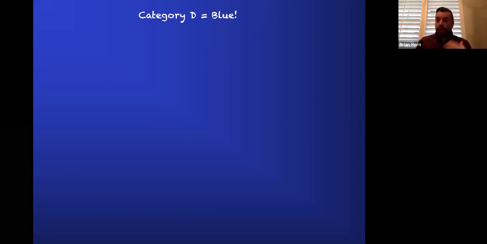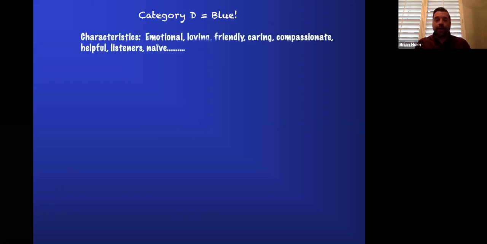The last category is category D, and this is the blue personality. This is very common, particularly with elementary teachers as well as Christians. Christians tend to have a very blue personality, as they should. And again, I'll reference this at the end of the presentation. They're naturally friendly, loving, compassionate. They're empathetic. They want to get to know you. They're probably good at relationship building, which is something that we always say is cornerstone to good teaching. Not everybody is good at it. But the blue personality would probably be very good at relationship building.